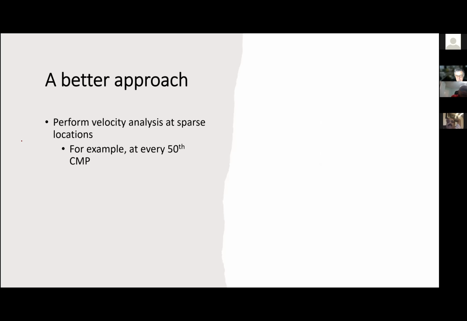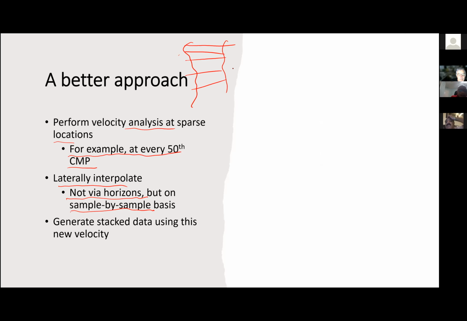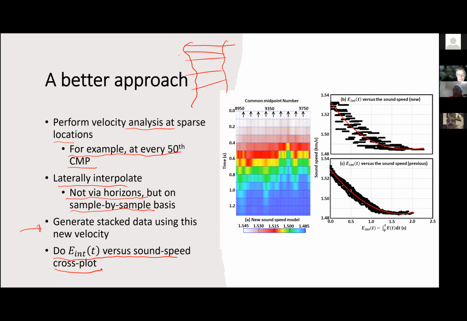What I did is I did velocity analysis at sparse locations. In this example, I did velocity analysis at every 50th CMP location, common midpoint location. Then I laterally interpolated those velocities, not guiding through any horizons, but just on a sample basis. So if one velocity is here and one velocity is there, I just laterally interpolated each of the samples like this and generated the stack data using this new velocity. I generated that, and then I made the EINT versus sound speed cross plot. And this is what we get.